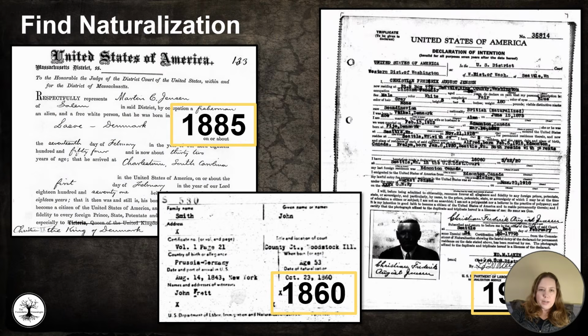When you do find naturalization records, they will vary a lot based on when they were recorded. Some of the earlier ones, before 1908, were at the county level and they made their own forms. It was not standardized. And then after 1908, it became a federal process with standardized forms. Even later ones, like this 1938 one, even have photos in them.